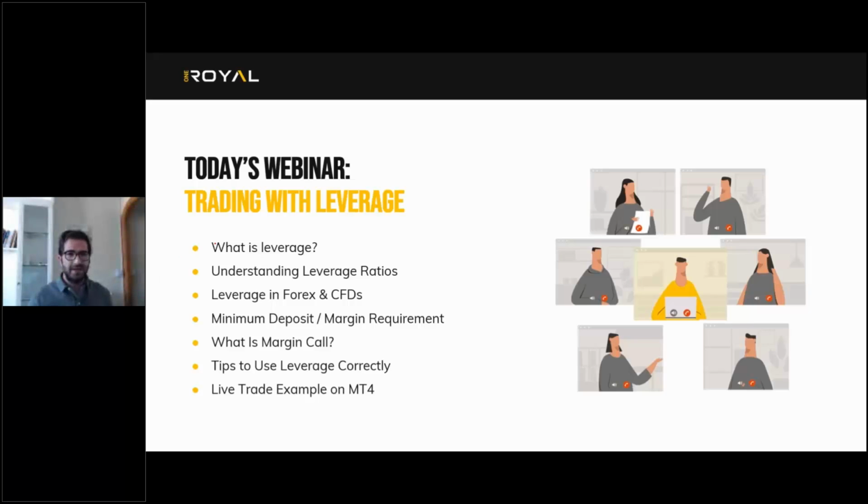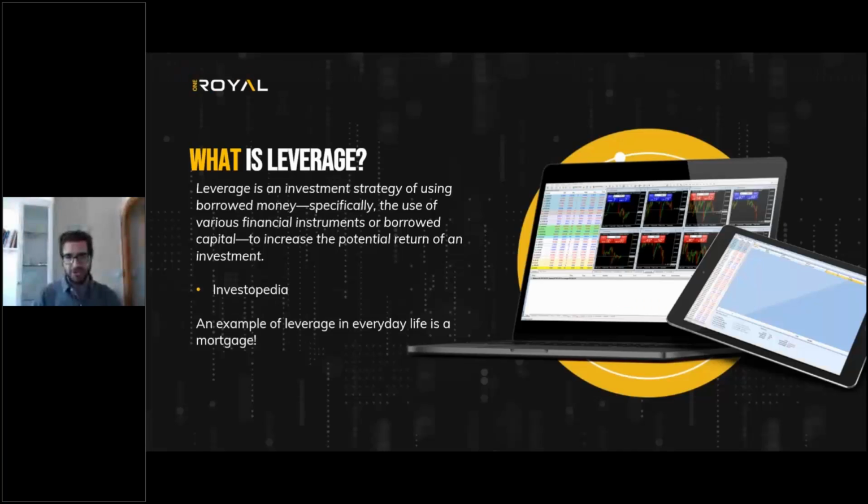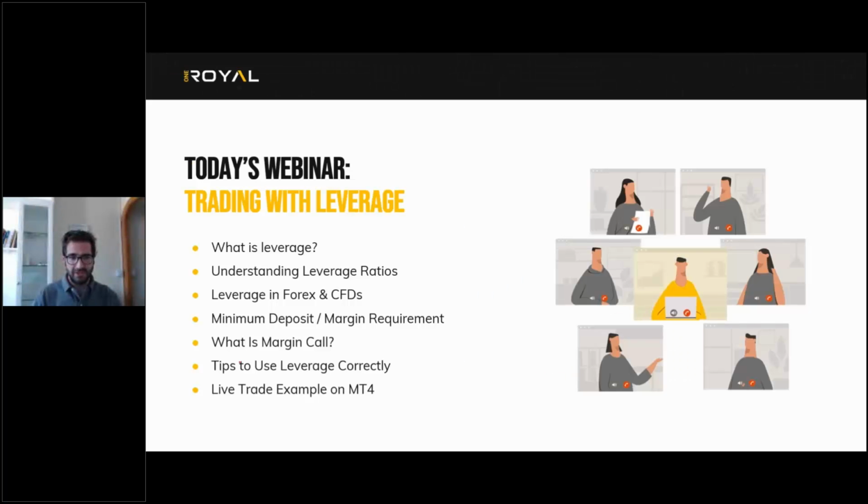These are the points that we will cover today. What is leverage? Understanding leverage ratios, leverage in Forex and CFDs, the deposit or margin requirement, and what is a margin call. For sure we will give you tips to use leverage correctly, and finally we will go to MT4 to show you a live example.